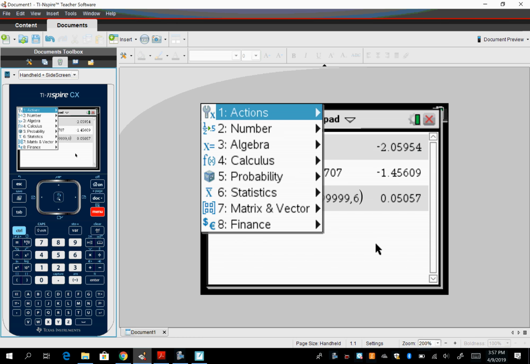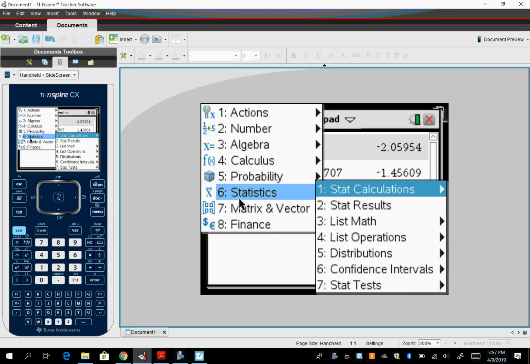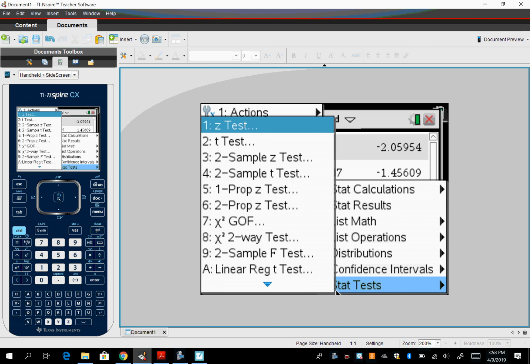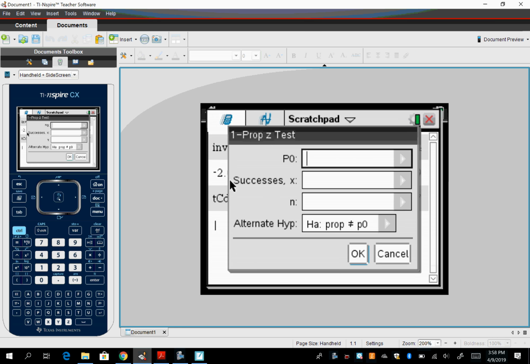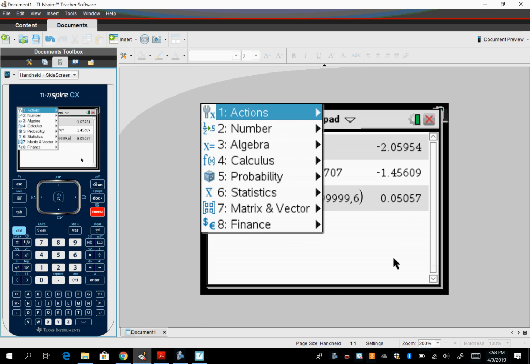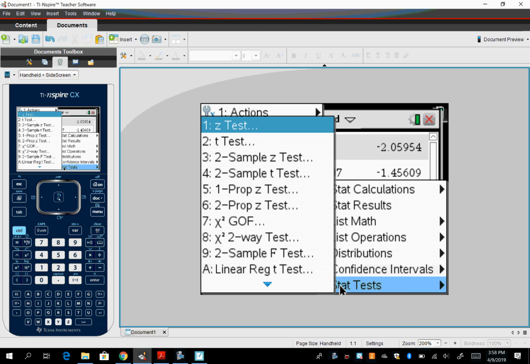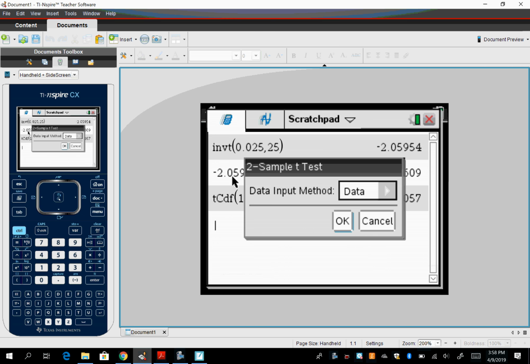Menu. And Marcelo, this would be a chance to follow along from the document where it was a 2-sample t-test. 2-sample t-test. Yes, Marcelo, did you hear that? Great. You made it onto the video, dude. So statistics, stat tests, 2-sample t-test, which is number 4. Oops, I hit the wrong one. There we go.